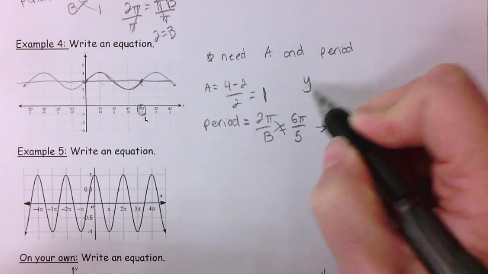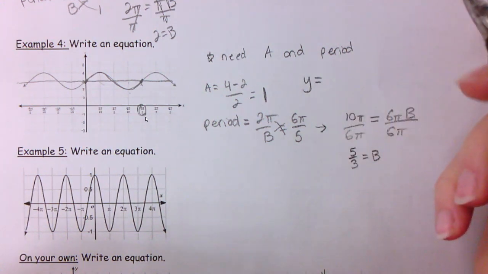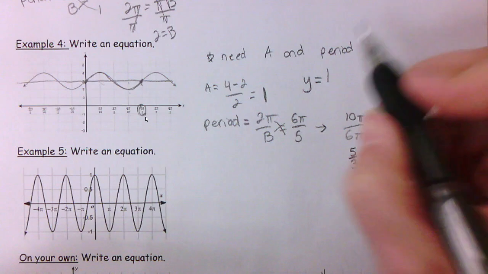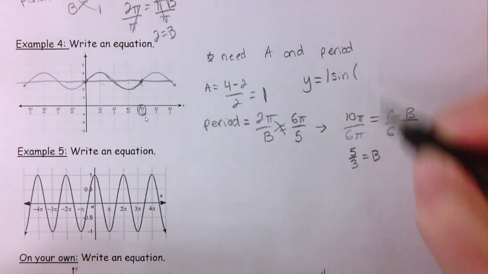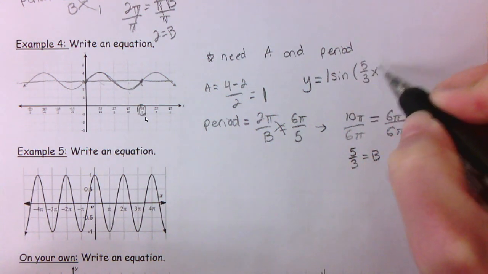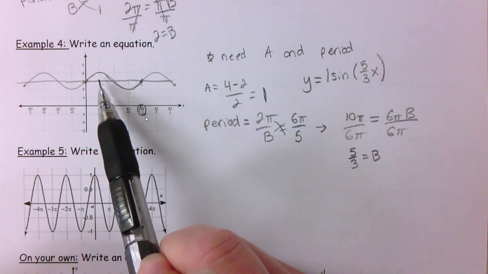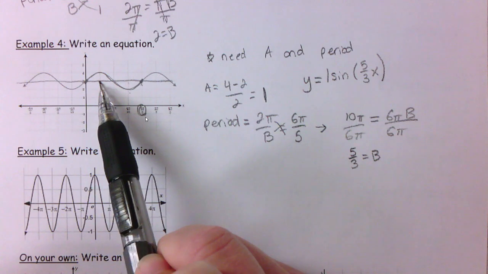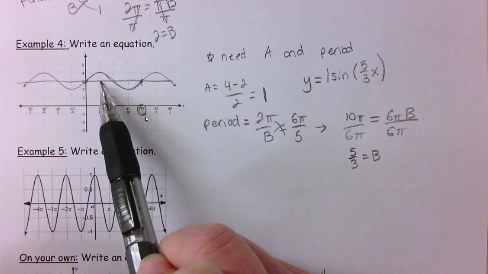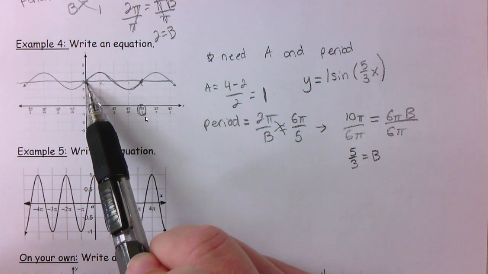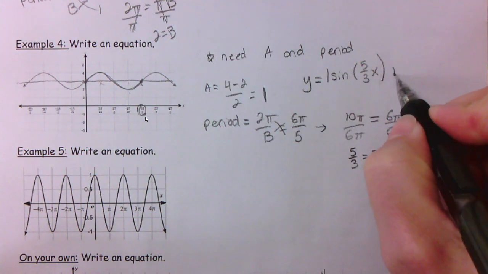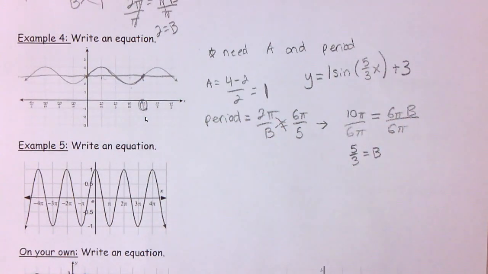So when I plug it into the equation, y equals 1, and then it's a sine function, and then we'll have 5/3 x. And then this one, notice it's up high, so you can kind of see where my new x is. So that's my vertical shift, and it's shifted up 3. So remember, k is the vertical shift, so it's plus 3. Okay, there's kind of a lot going on there.